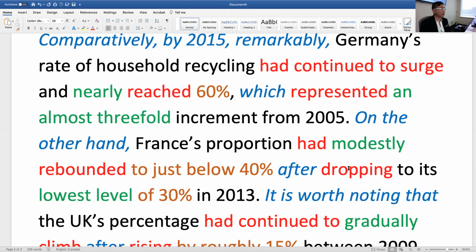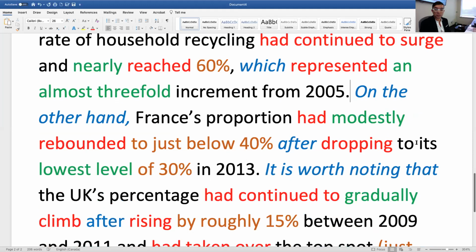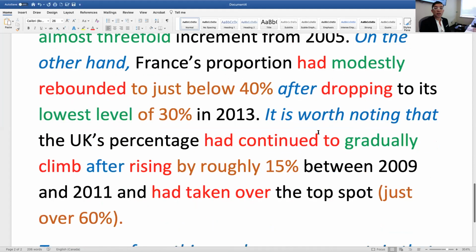Go ahead, Andrew. On the other hand, France's proportion had modestly rebounded to just below 40% after dropping to its lowest level of 30% in 2013. Okay. So that was France. And then we talked about Britain. Okay, go ahead, Michelin. It is worth noting that the UK's percentage had continued to gradually climb after rising by roughly 15% between 2009 and 2011 and had taken over the top spot just over 60%.